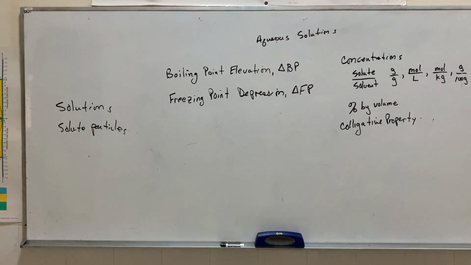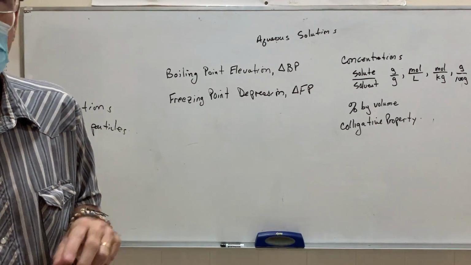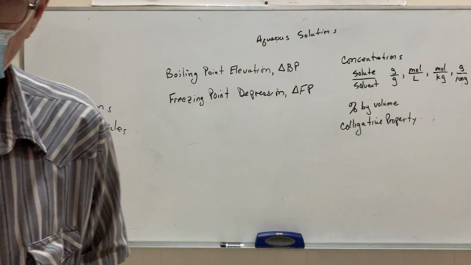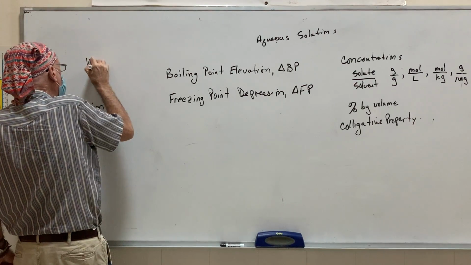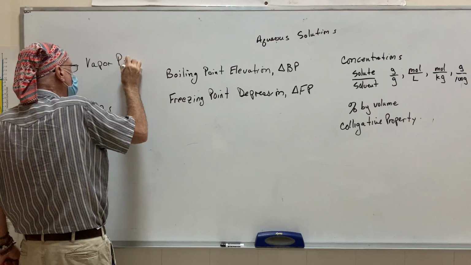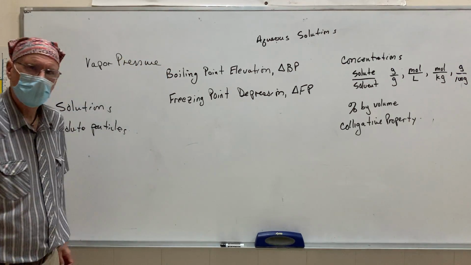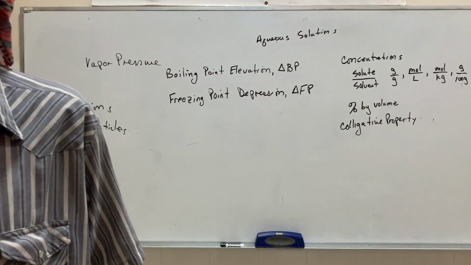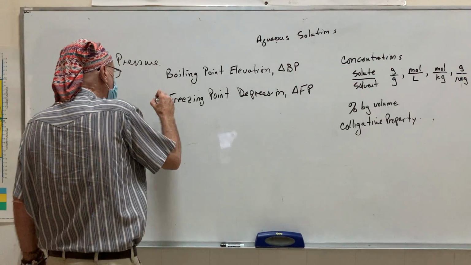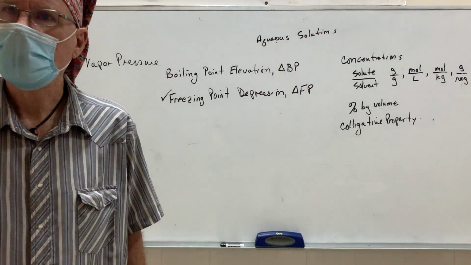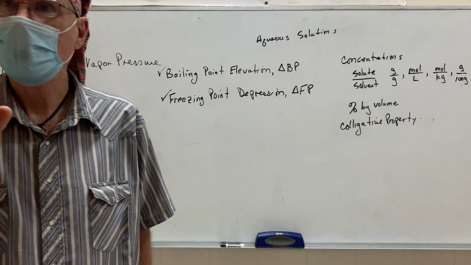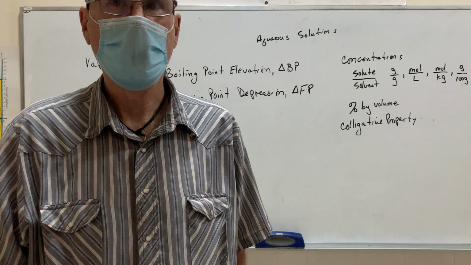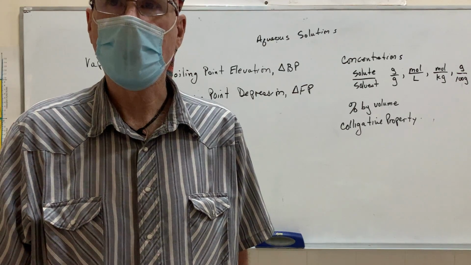There are three important colligative properties of solutions. What are they, Mamuna? Vapor pressure lowering. What else? Freezing point depression. And what else? Boiling point elevation. Is that it? Yes. Those are the big ones. Excellent. You did very well. Thank you very much, Mamuna.